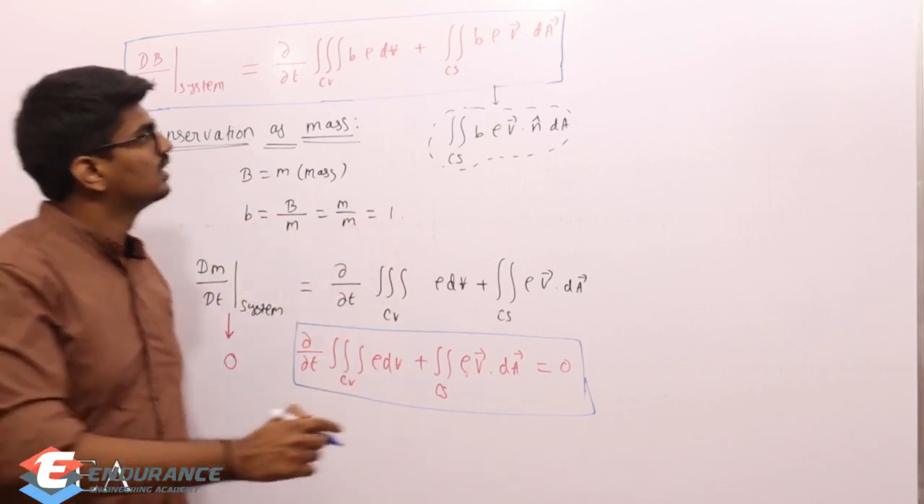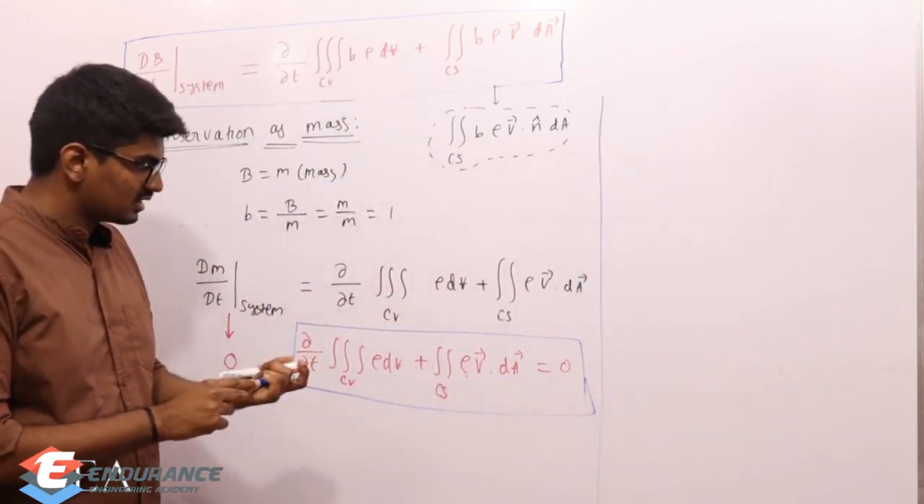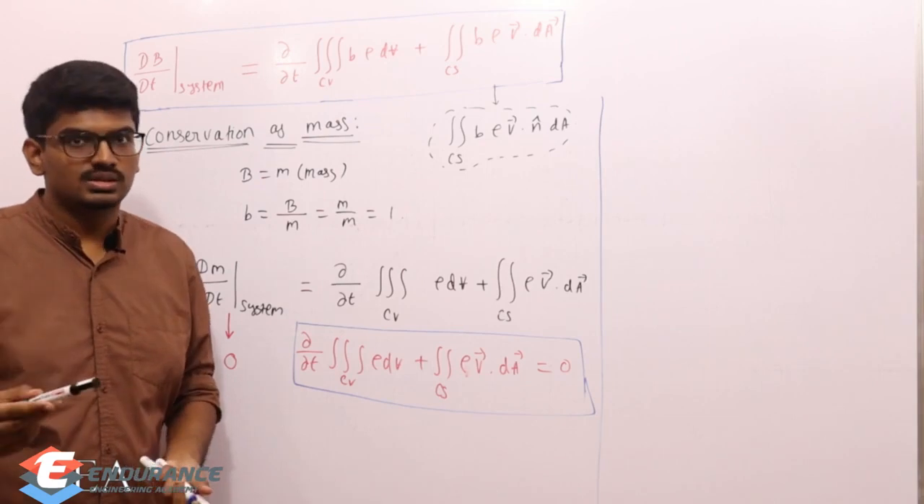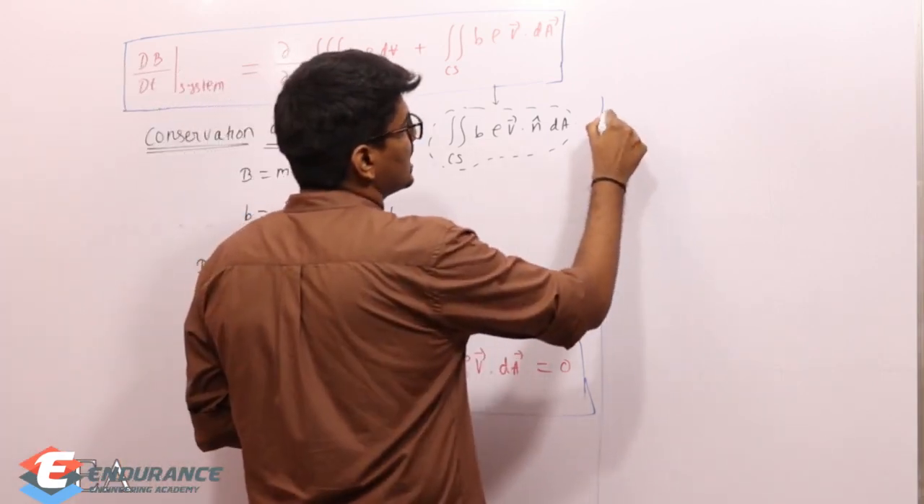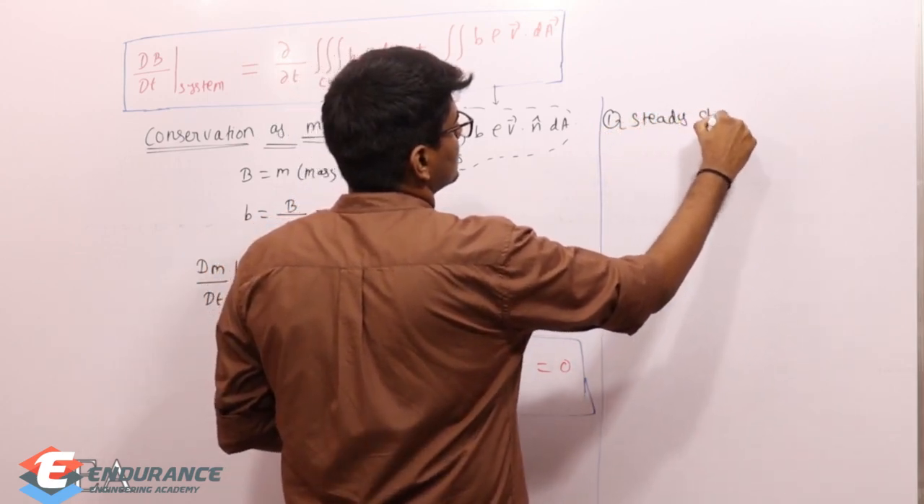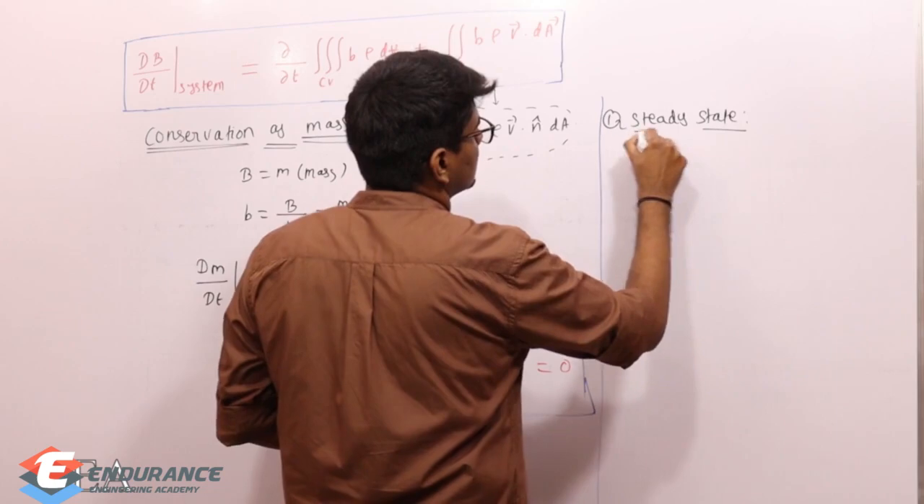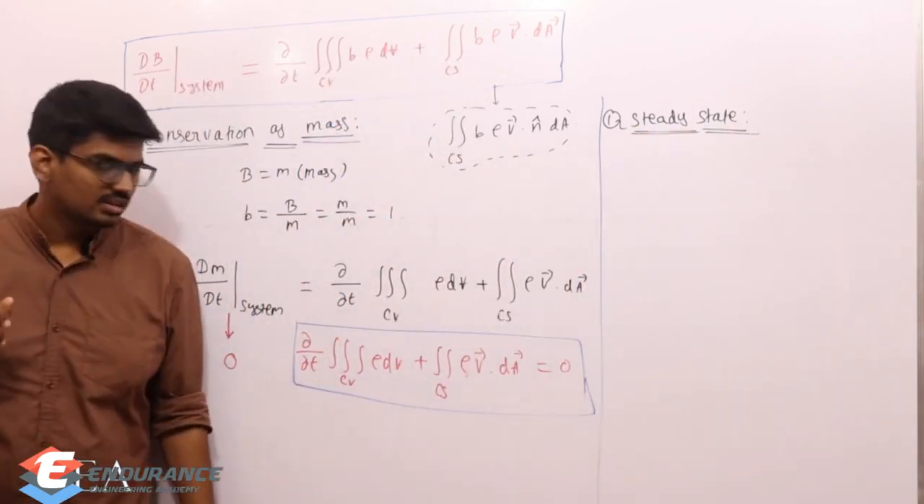Now, for further simplification, what could I do? The first time, I am including one assumption. Until now I didn't assume anything. The first assumption I am going to include is steady state. If I assume steady state, or a steady flow, what will happen?